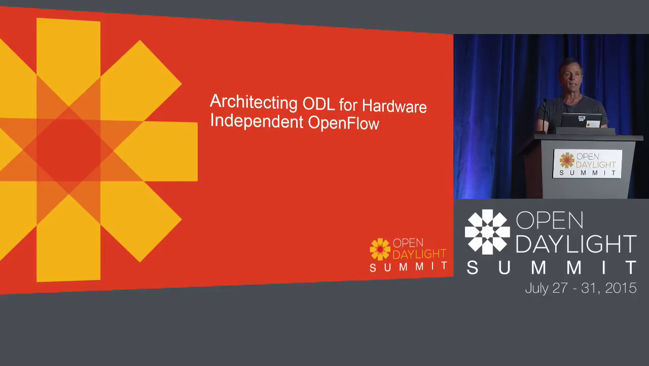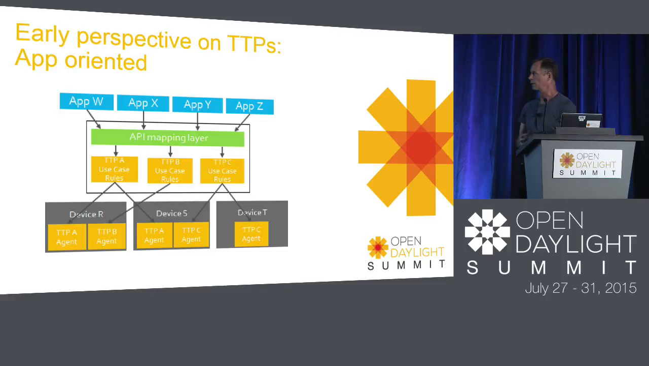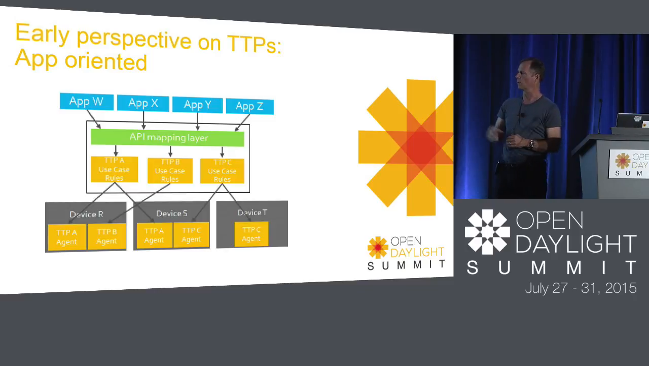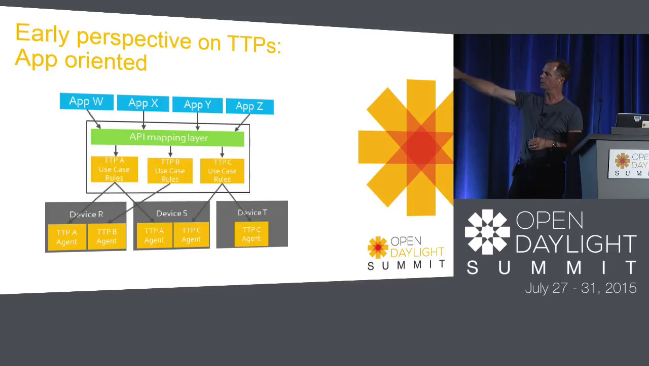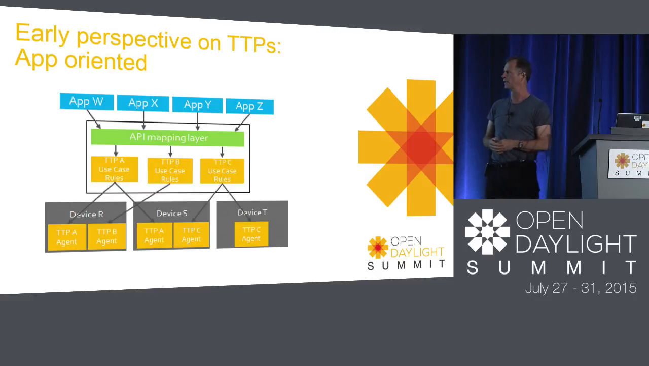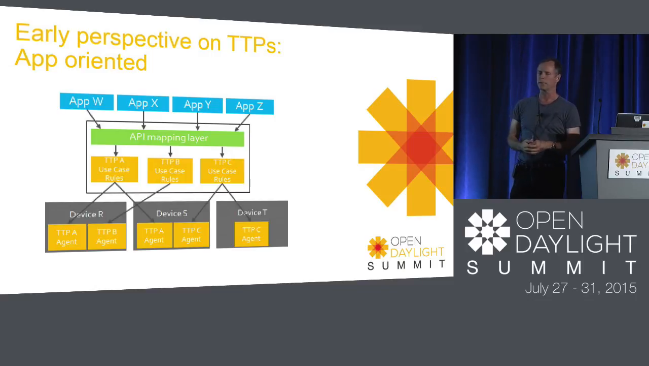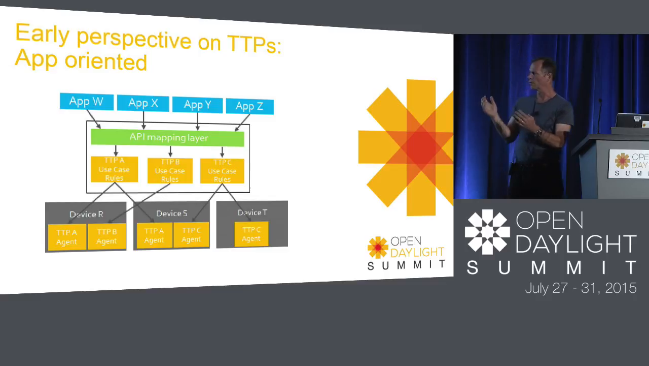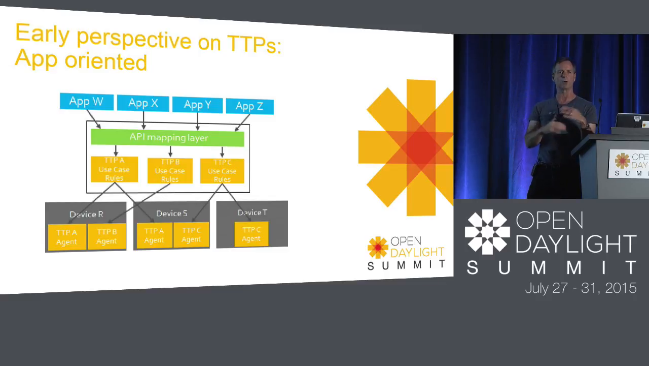Now, how do we architect OpenDaylight in order to give hardware-independent OpenFlow? My early picture, and that of those of us in the working group, was that we were going to focus on use cases, not on devices. And what will happen is we'll make the devices adapt to the use cases. When we were first working on this, OpenDaylight didn't exist. So there would be some API mapping layer, and then we'd have different TTPs that describe different use cases, like a VXLAN gateway, or an MPLS core router, or some kind of use case that described in OpenFlow terms how you were going to control this behavior of the device.